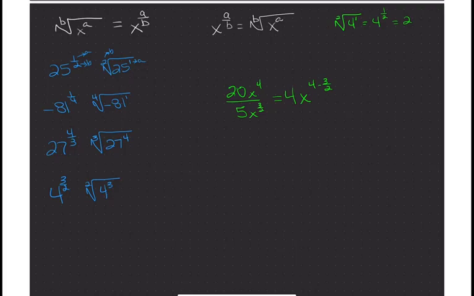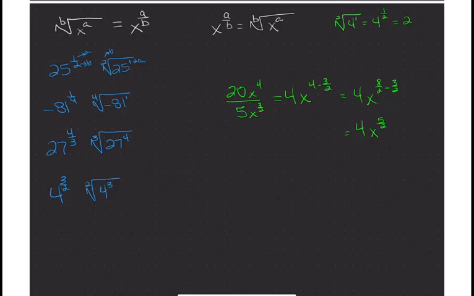And we're like, oh man, fractions. Fractions are our friends, right? To subtract fractions or to add fractions, we got to have a common denominator. So our common denominator is going to be 2. So we're going to have 8 over 2 minus 3 over 2, right? So what do we have? 4x to the 5 over 2.